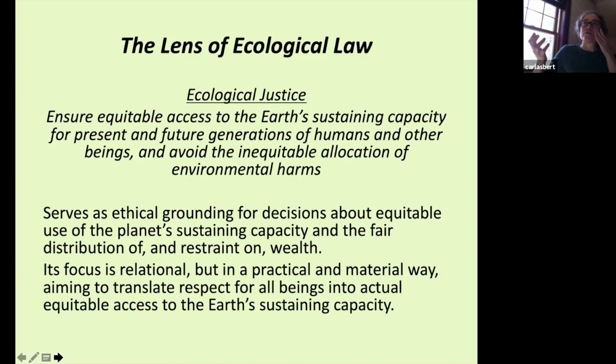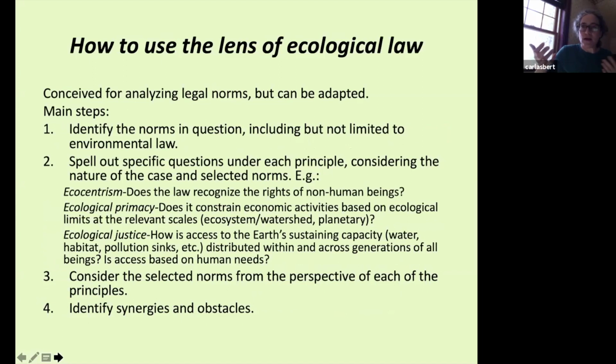There are others that are possible, and I just focused on a core. So that's one thing to think about in using the lens. More principles may be relevant for a specific type of analysis. So how to use the lens of ecological law, and this again is based on my short experience with this tool that I came up with.